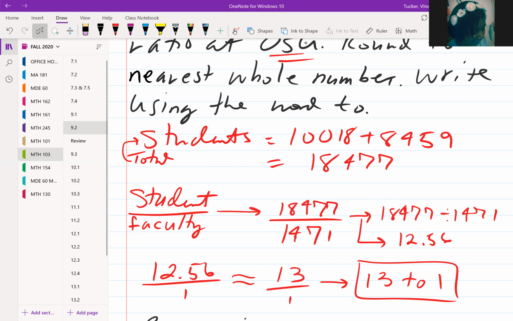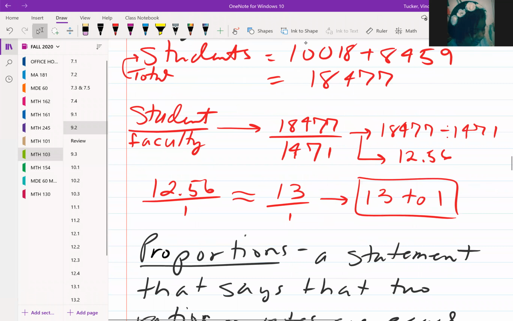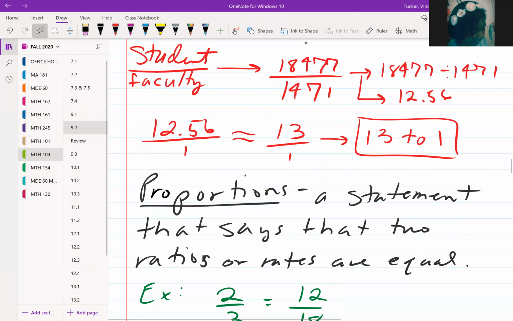All right. Questions on that? All right. So last thing in this section is proportions. Are we good before we go there?